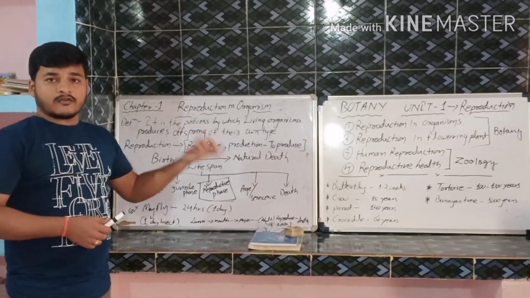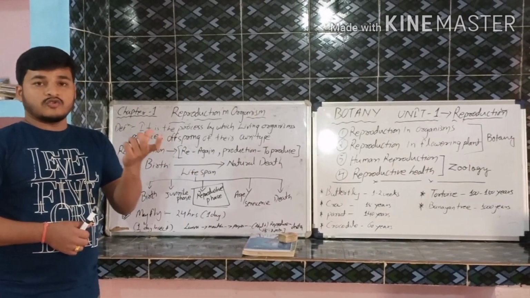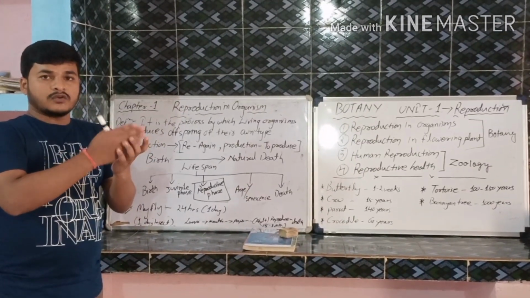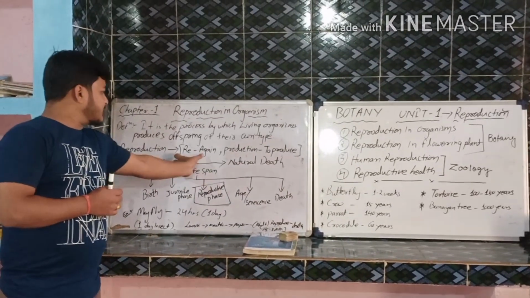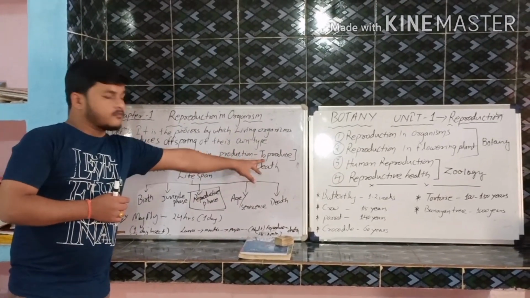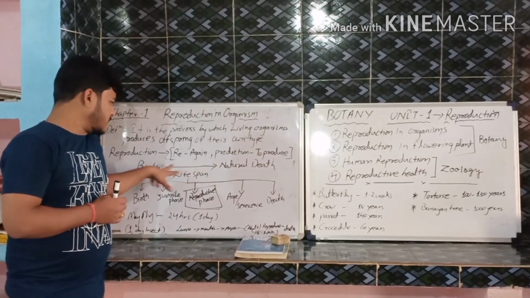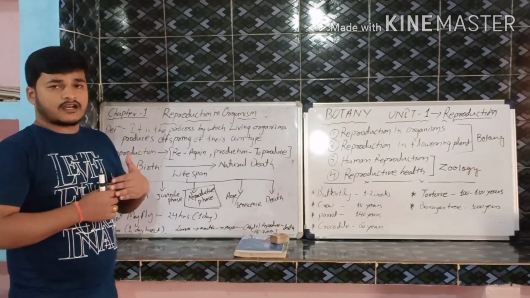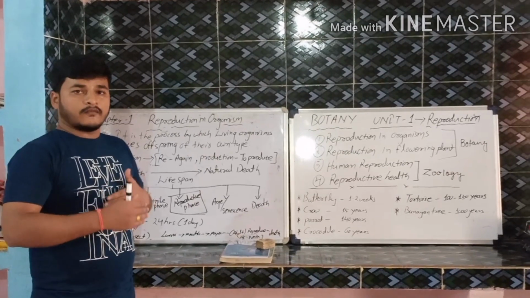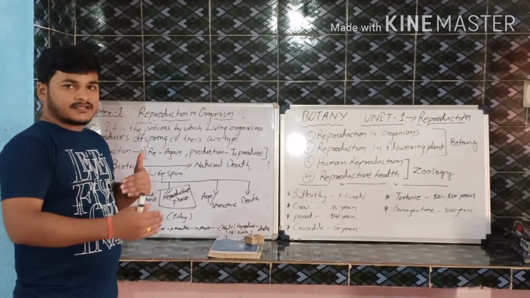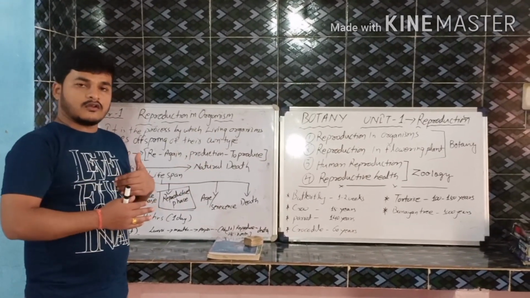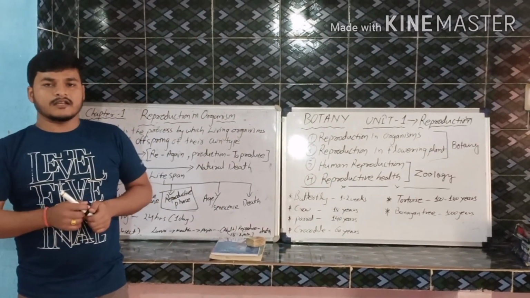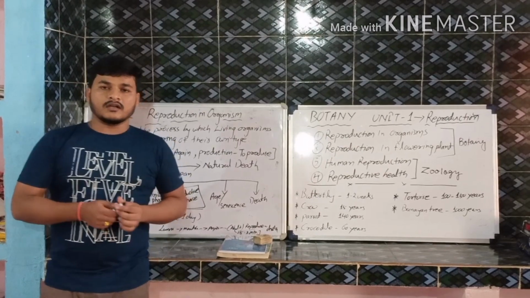The term reproduction is divided into 2 parts: re and produce. Re means again, and produce means to produce. The reproduction phases continue between 2 stages: one is the birth stage and the other is the death stage. We all know that all living organisms are mortal.